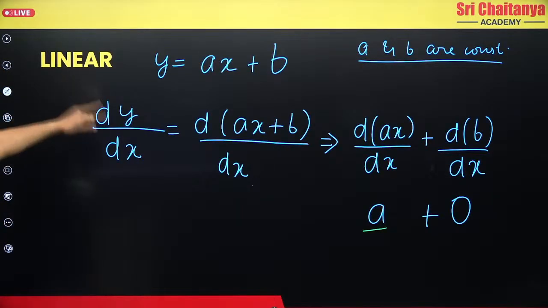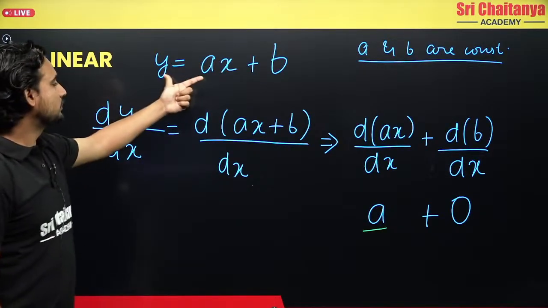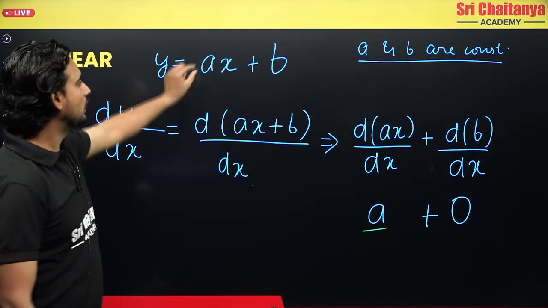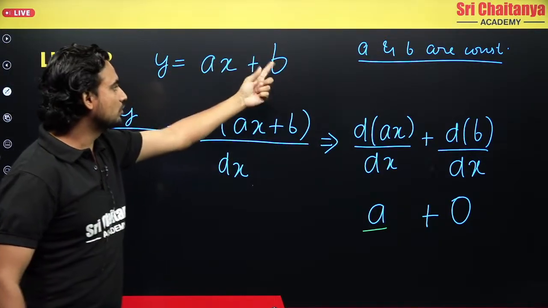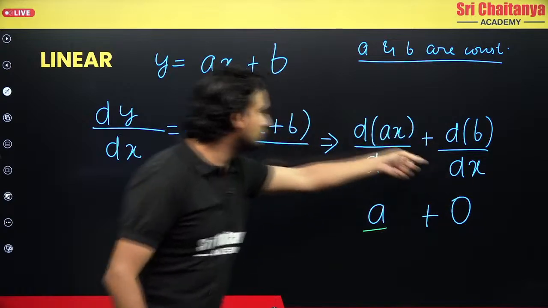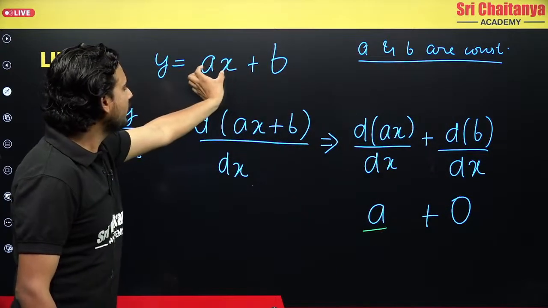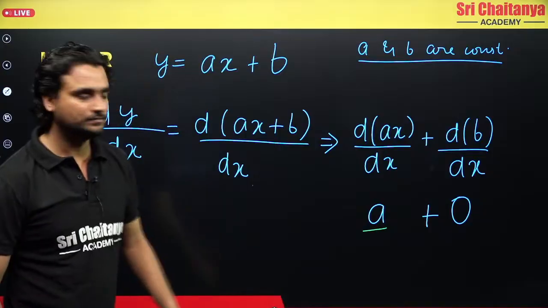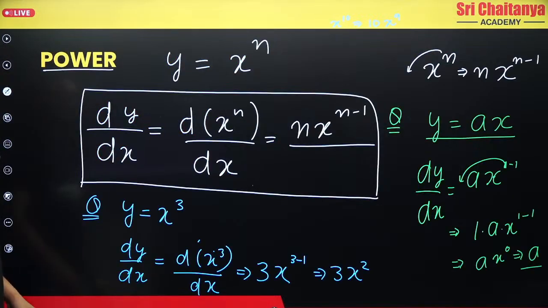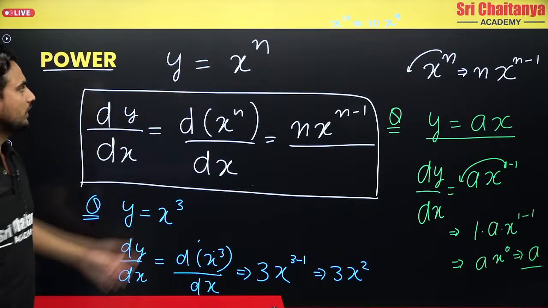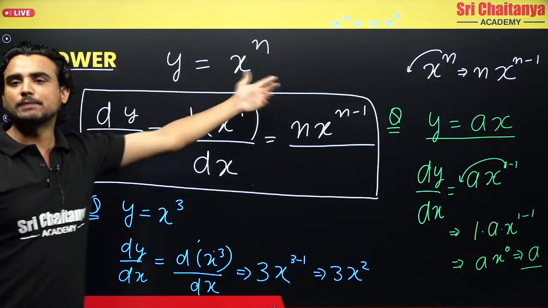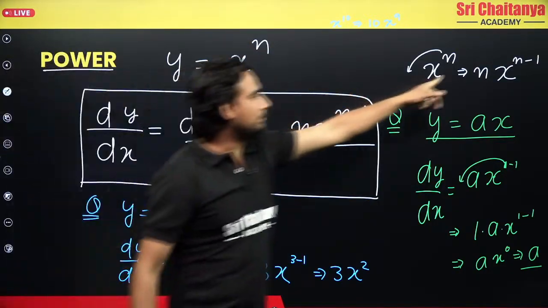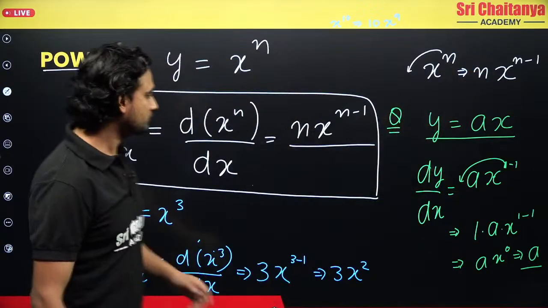Second is for a linear function, y equals ax plus b. Ax plus b is made up of 2 terms, a linear term and a constant term. So differentiation of the constant term will be equal to 0, and a into x will become a. So there are two formulas here. Next is my power function. x power n will become n x power n minus 1. Then this n will move forward and I will subtract 1 from this power.